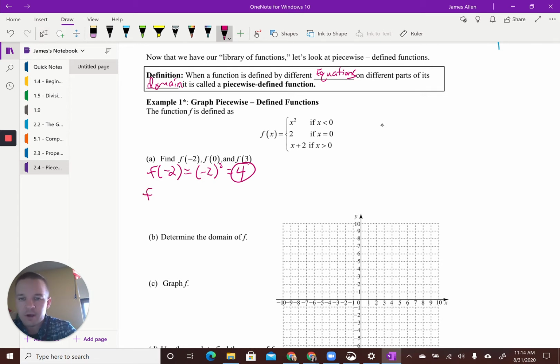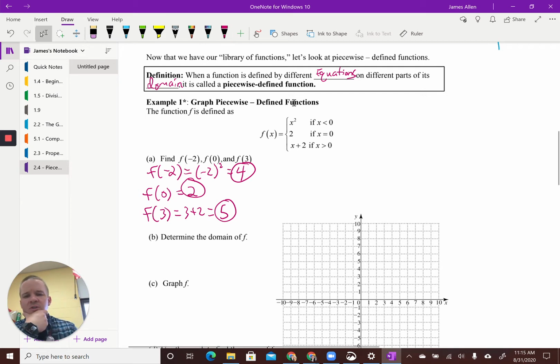So let's see here. How about f of 0? Well, if I plug in 0, which one has the domain that would include 0? Well, that would be the one that says x equals 0. So that means it's just 2. That's a constant function portion of that. All righty. And then lastly, f of 3. Well, let's see here. The one that's greater than 0 would be the one that would include 3 in its domain, right? So I'd have 3 plus 2, which equals 5. So I just substituted it in there. We're good to go. Part A done. Excellent.